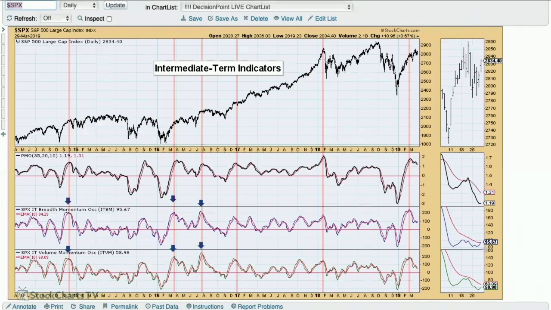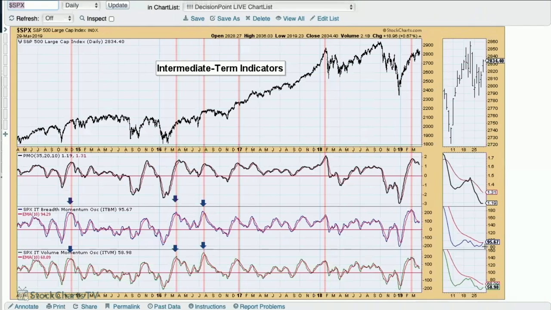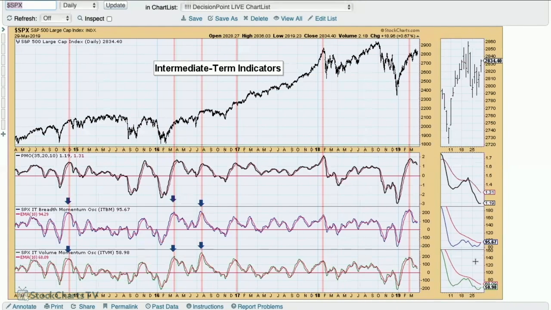I have to say, though, I don't like the fact that on the volume indicator, the ITVM, we're seeing lower bottoms versus flat bottoms here. I won't lay any major significance on that, only to say that might be giving us a flag to keep our attention on this chart.